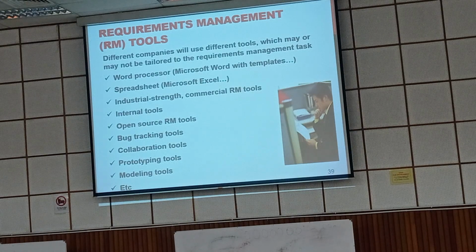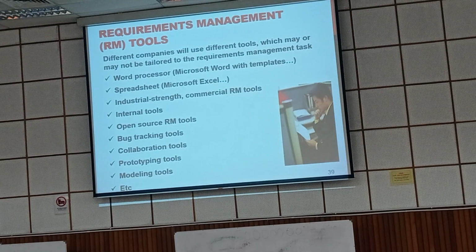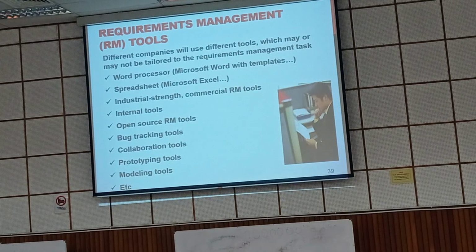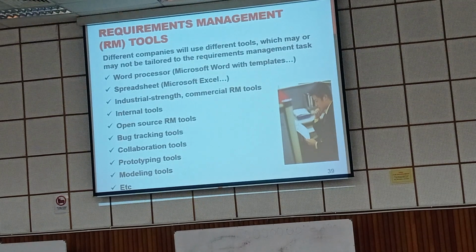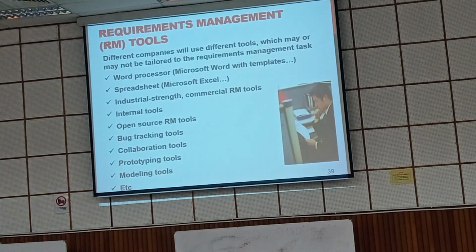So here you have so many tools you can see. You can just use Word. You can go for a spreadsheet like I said, Excel, like my company used last time. Industrial strength commercial RM tool, requirement management tool. Internal tool, open source, bug tracking, collaboration tools, prototyping and modeling tools like Visual Basic. We always use IBM for us. So there are so many tools that can be used in requirement change management and requirement engineering.